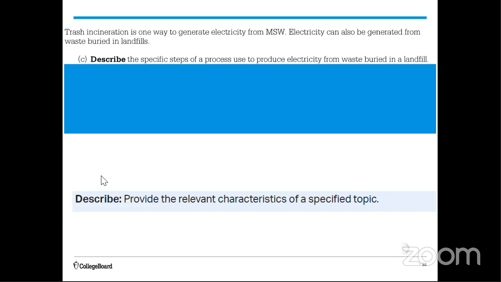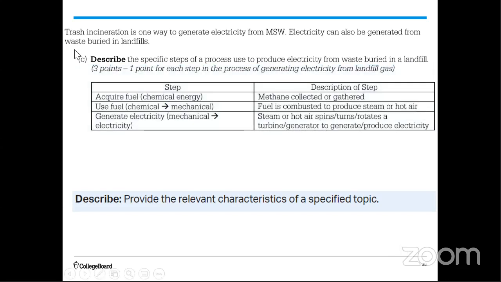All right, so let's take a look at these answers here. So this is worth 3 points. It says 1 point for each step in the process of generating electricity from landfill gas. So there's 3 parts of this. So step number 1, get the methane, get the fuel. Step number 2, combust it, so producing that steam or hot air. And then finally, using that to generate electricity, going from mechanical to electrical energy. So that steam spins and rotates the turbine, then the generator to produce electricity.